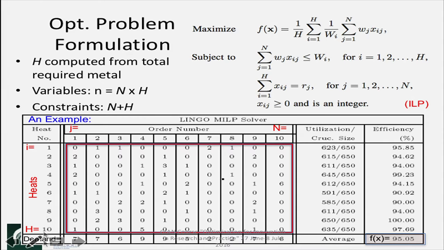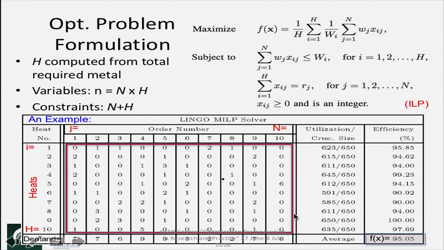And this is the heat. I'm again showing you with an example of 10 heats. First heat, the solution says, make one copy of the second casting, one copy of the third casting, two copies of the seventh casting, and one copy of the eighth casting. That's it. When you do that, you will be utilizing 623 kilos, and it's a 650 kilo vessel that day. So your utilization is 95.85%. The whole thing is your solution vector.